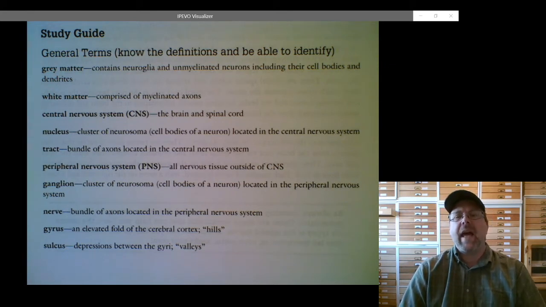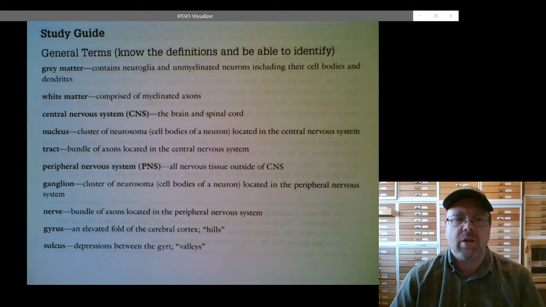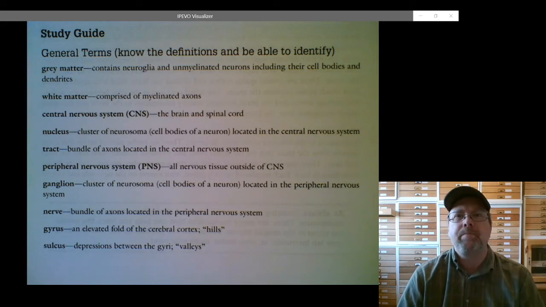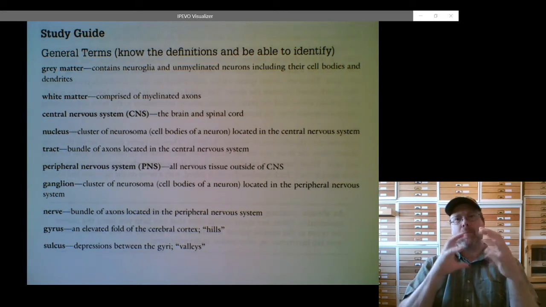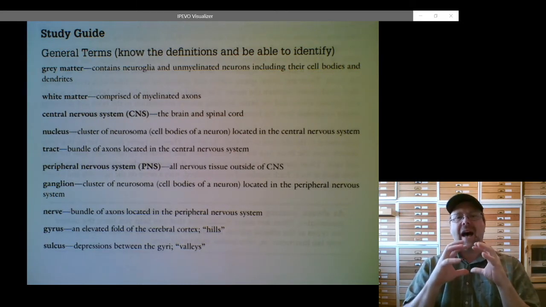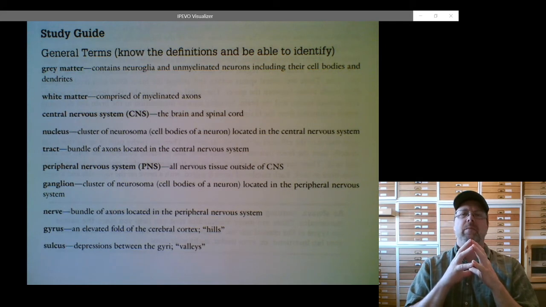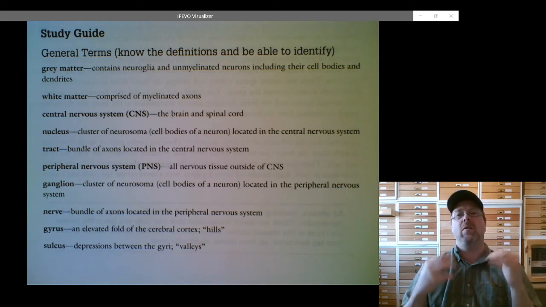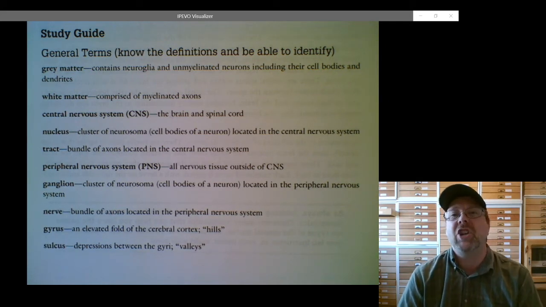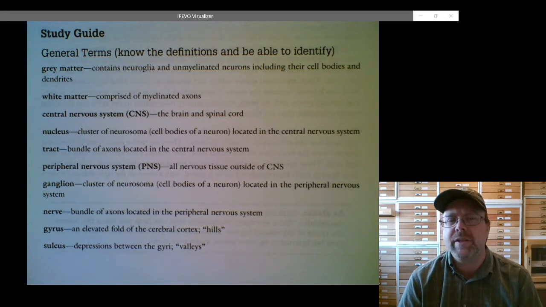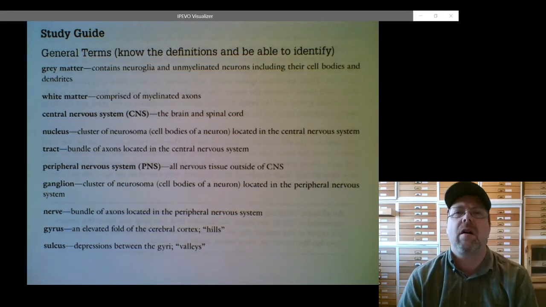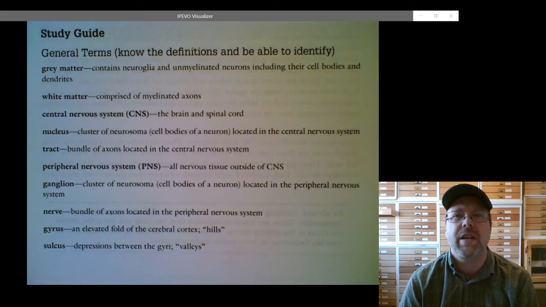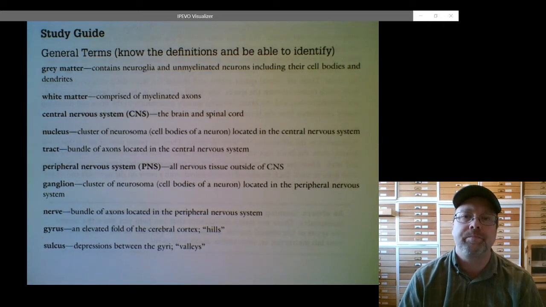And then they have the last two words, gyrus and sulcus. When we look at the brain, the high areas, when you think of that brainy texture, the high areas of the brain, kind of those plateaus, are called gyri, or a gyrus, singular. And then the crevices are called sulci, or singular, a sulcus.